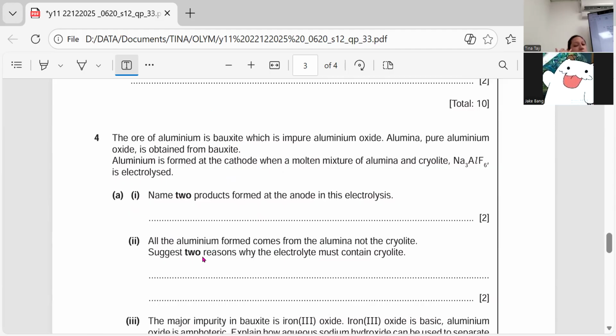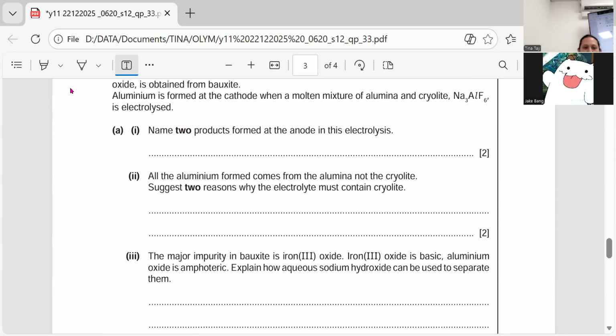Okay, the ore of aluminium is bauxite and is an impure aluminium oxide. Pure aluminium oxide is alumina. Aluminium is formed at the cathode when the molten mixture of alumina and cryolite is electrolyzed. Okay, name two products formed at the anode.